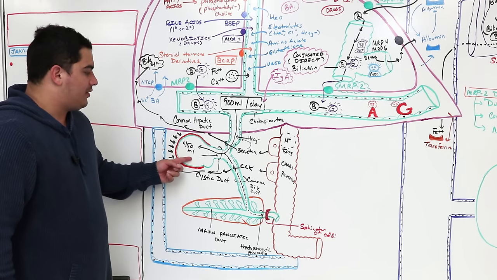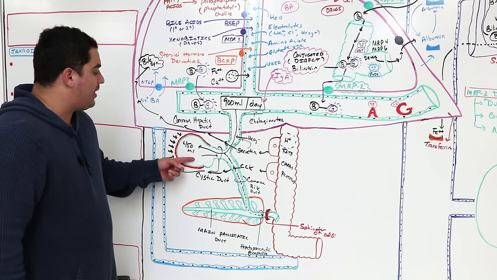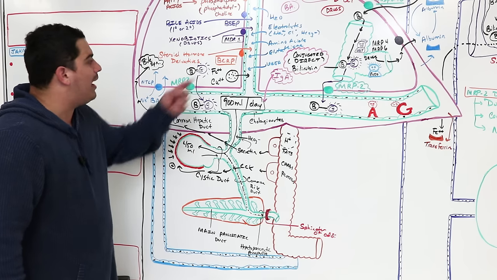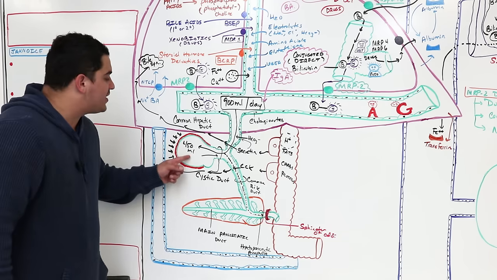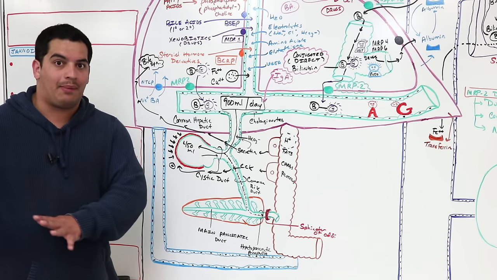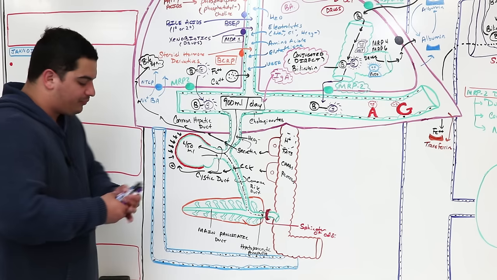But here's what I want you guys to be asking yourself. What is the difference between the bile that is in the gallbladder and the bile from the liver? The difference is the gallbladder is responsible. Let's say that we're in the fasting state now. Okay, let's just track back and let's assume that we're in the fasting state.